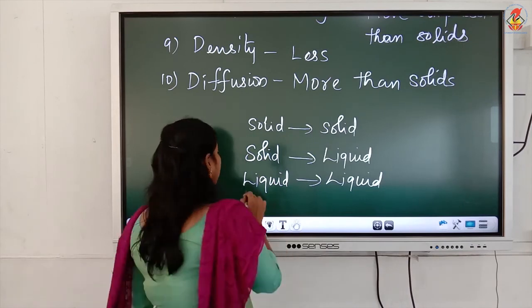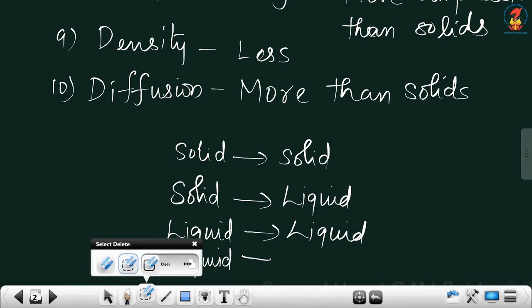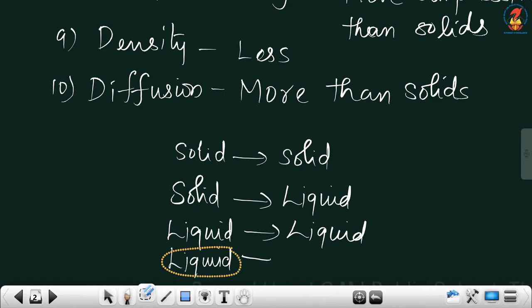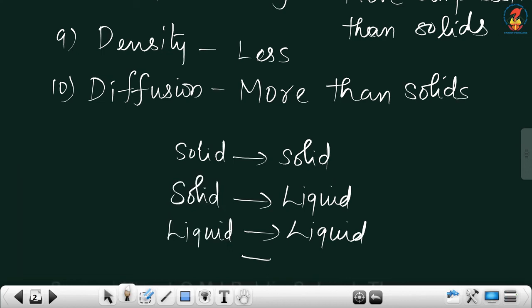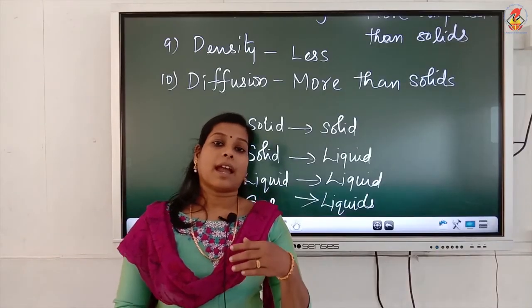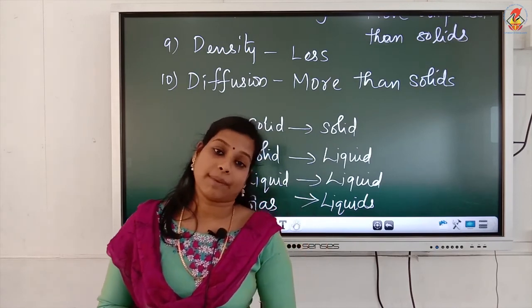Then liquid to gas: when we talk about gases, we will see liquid to gas. Now we can see gas to liquids. Do you have any examples to tell about this diffusion of gases in liquids?